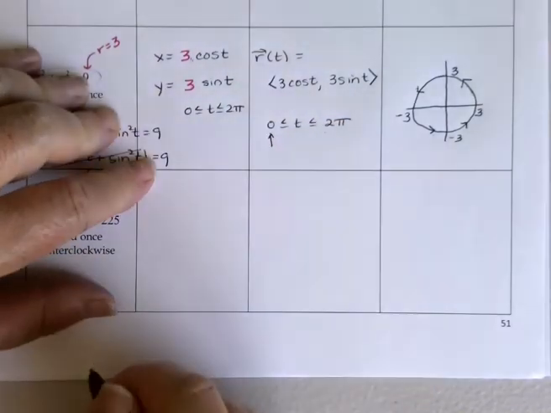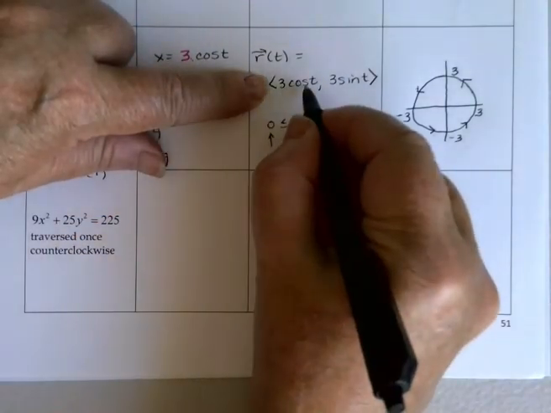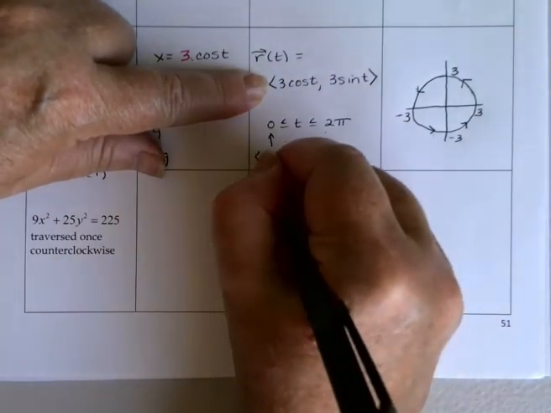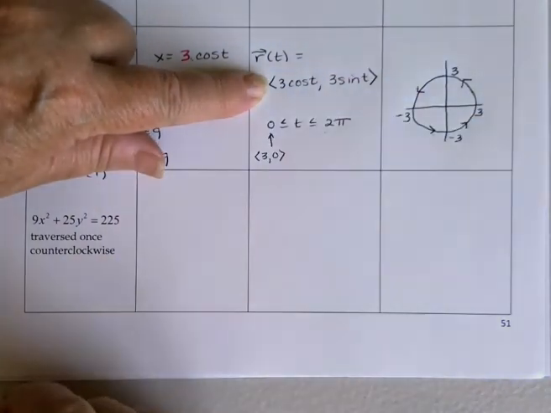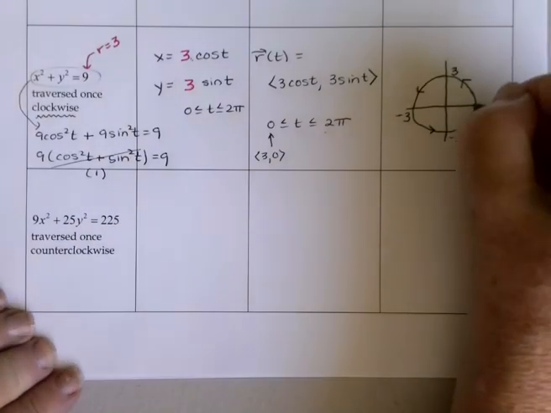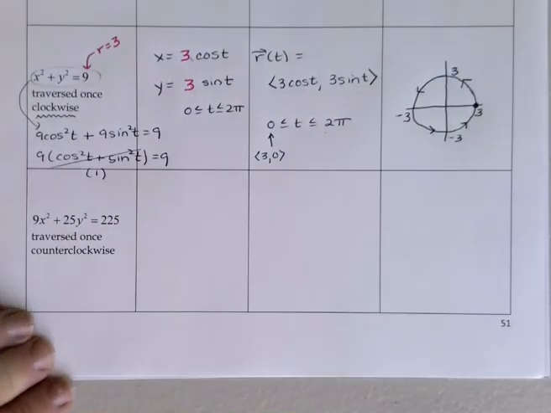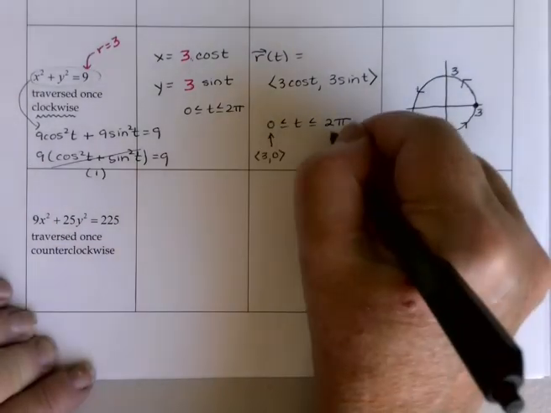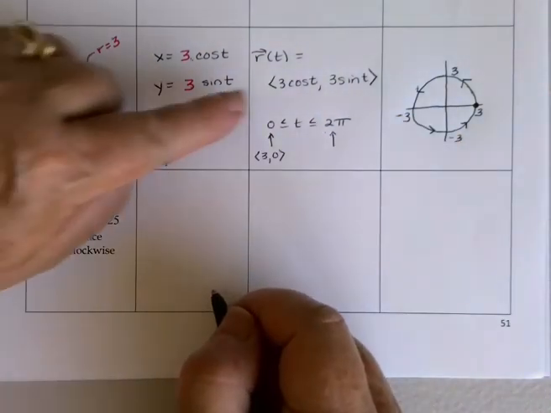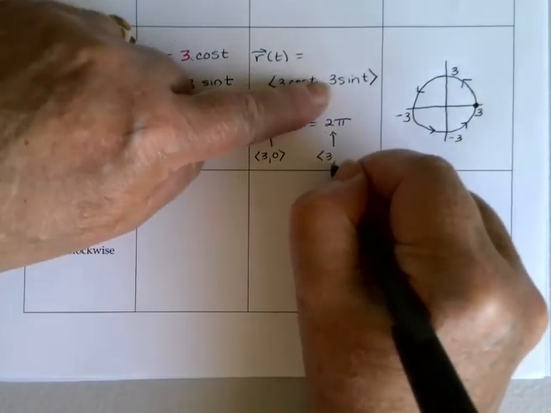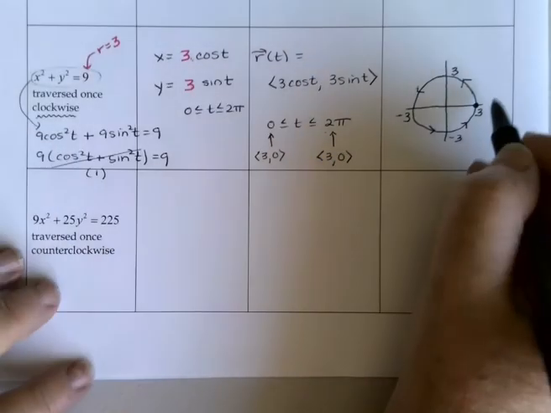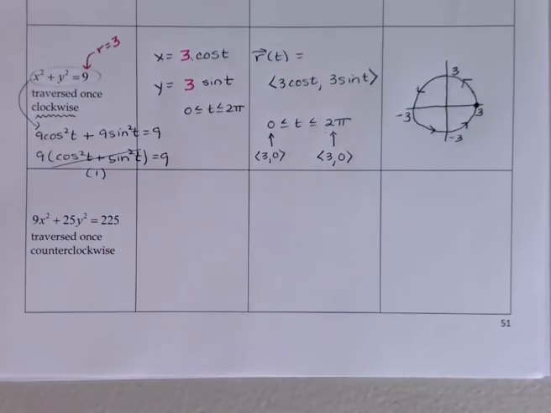Notice that if t is 0, 3 cosine 0 would be 3, and 3 sine 0 would be 0. So in fact, 3, 0 is like the starting point. And when I get all the way around to 2 pi, 3 cosine 2 pi is 3 again, and 3 sine 2 pi is 0 again. So we do get back to the same point that we started at.